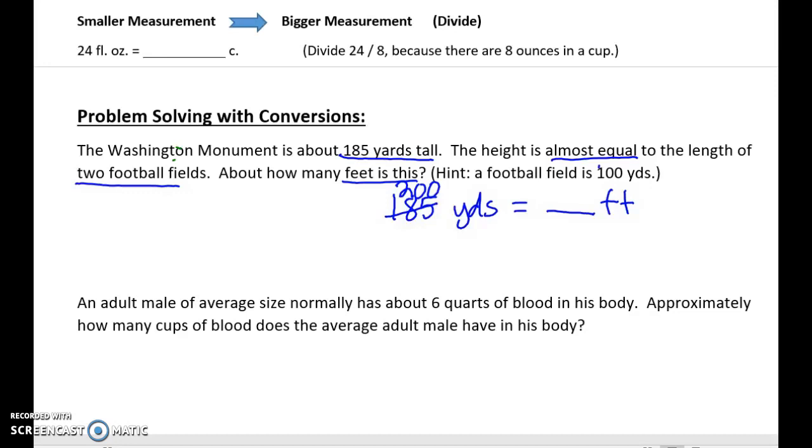Now that I know this, I can set it up with my reference sheet. How many yards equals how many feet on my reference sheet? 1 yard equals 3 feet.